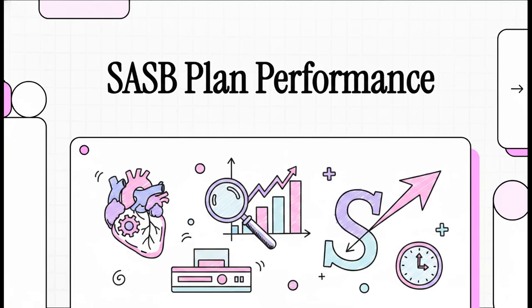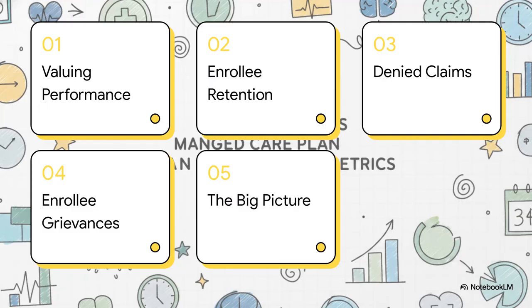Welcome to this explainer. Today we are diving deep, and I mean really deep, into a masterclass on decoding the rigorous managed care plan performance metrics set out by the SASB standards. If you're someone who loves structure, clarity, and just cutting straight to the mathematical truth of how a business operates, well, you are in the exact right place. We're going to look under the hood of healthcare operations to see exactly how real-world performance is quantified. Okay, let's dive into this.